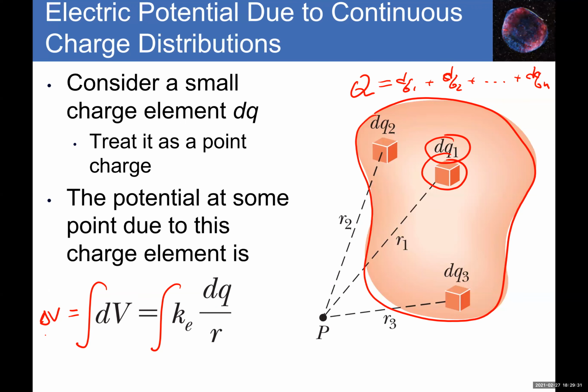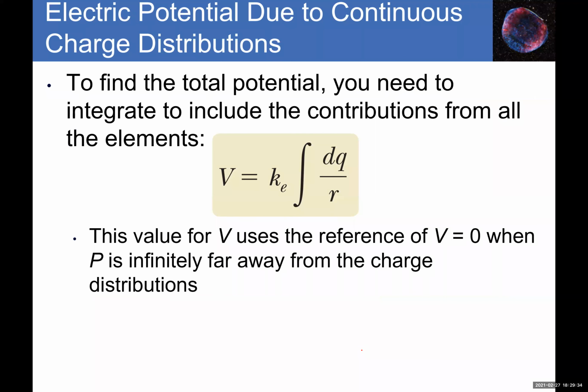That means, again very similar to what we did for the electric field, to find the total potential in this case you need to integrate and include the contribution from all those elements. The difference here is that this is a much simpler integration, simply because potential is still a scalar quantity. That means we don't have to look at sines, cosines, x components, y components. It's just r, the distance from our element to that point. There are no components involved to find potential.